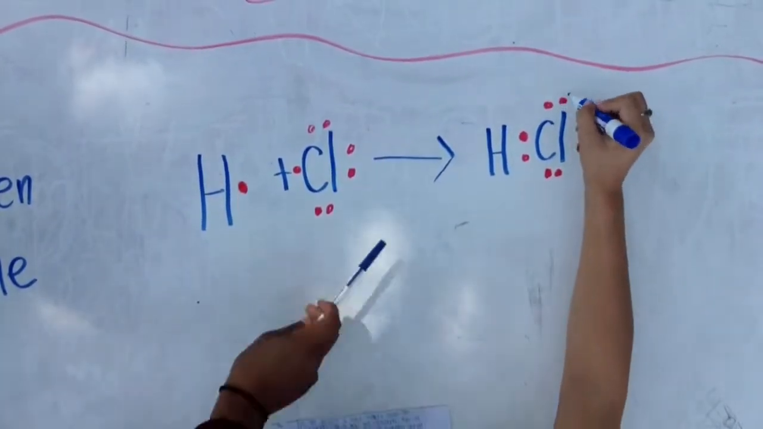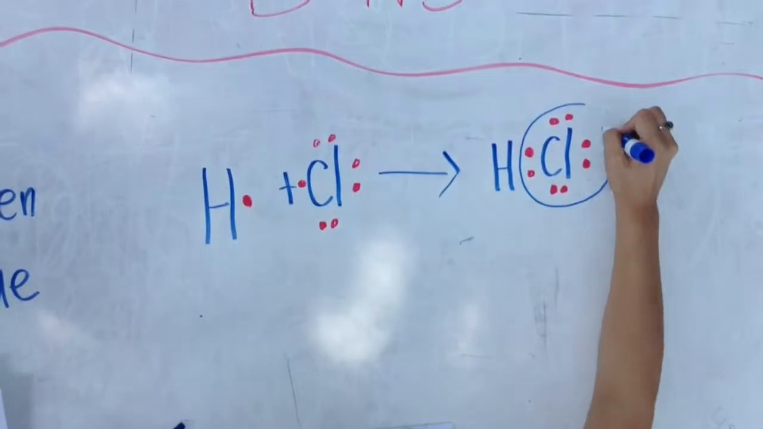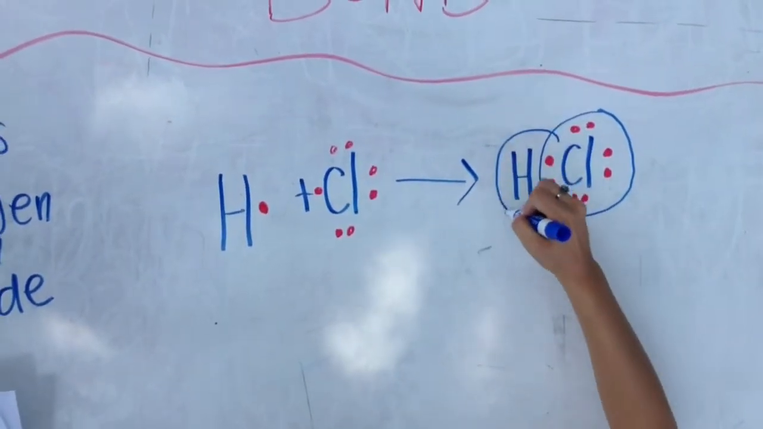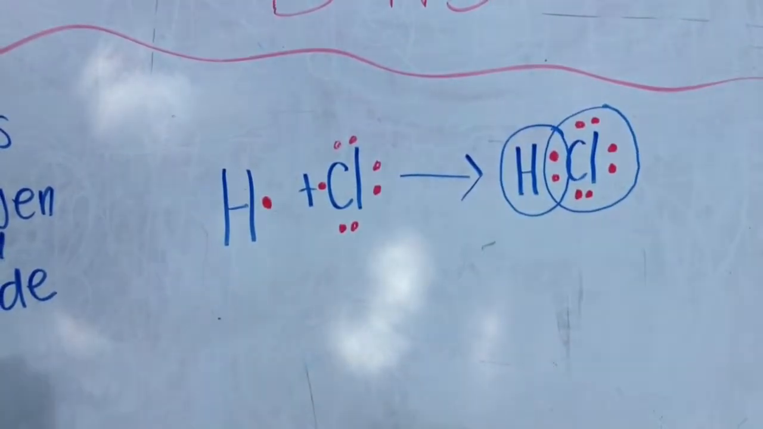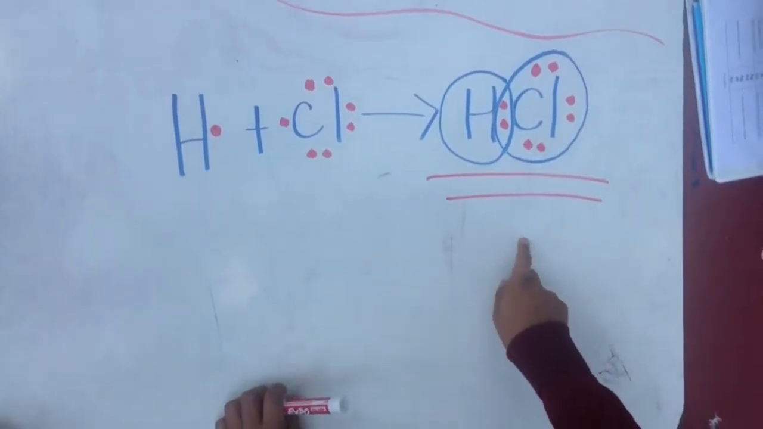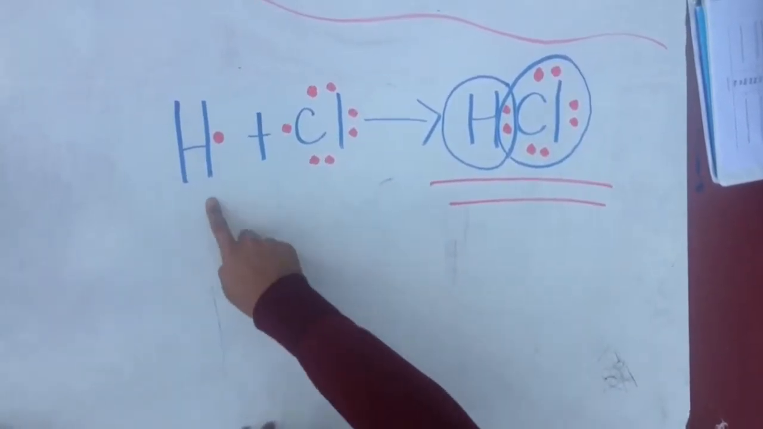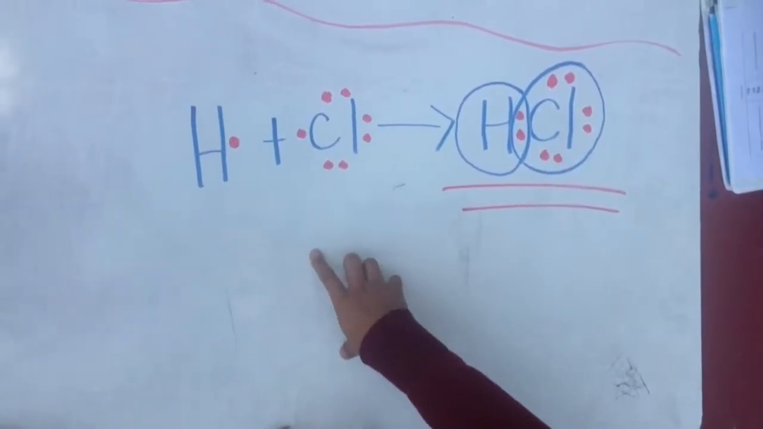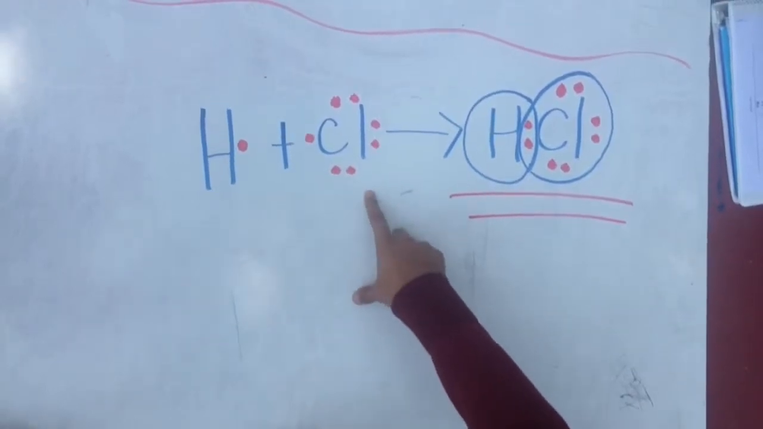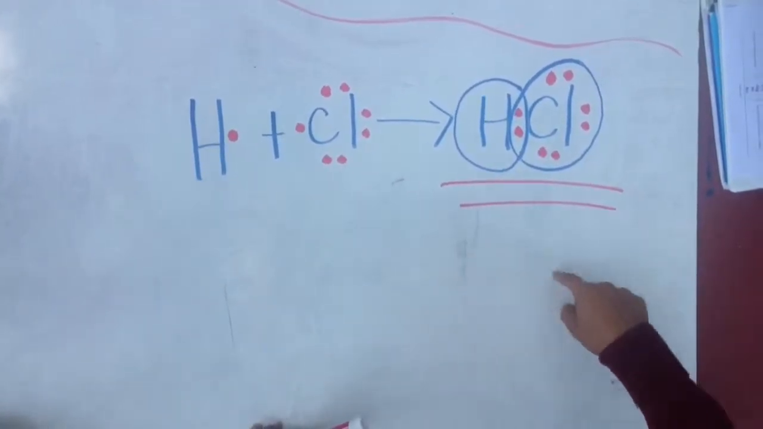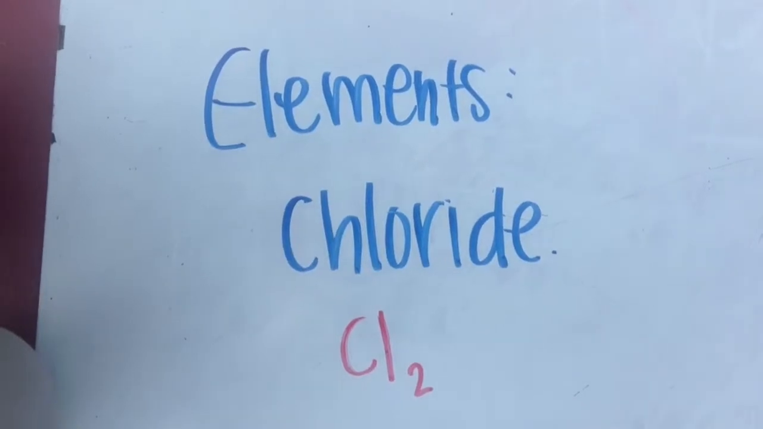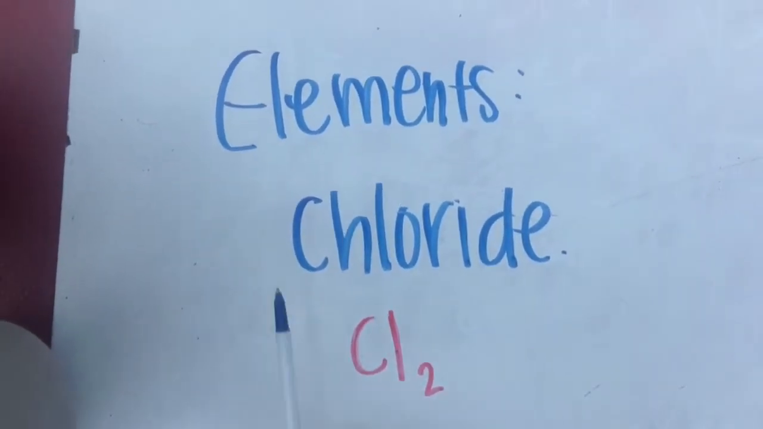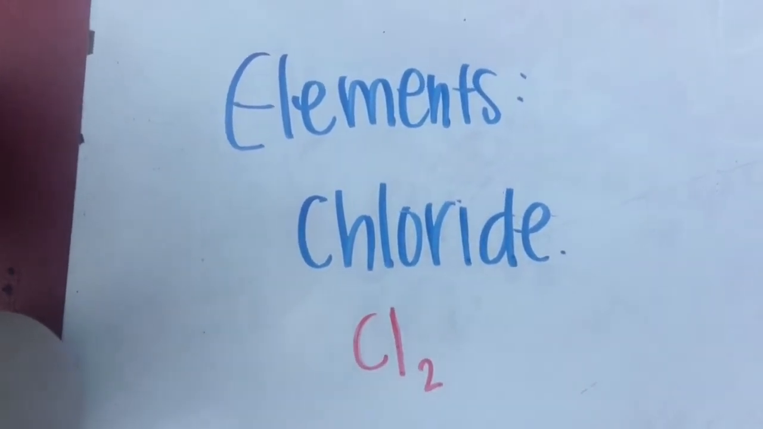She's combining hydrogen and chloride together to make one happy little equation. Right here represents a polar bond because hydrogen is giving up an electron to chloride, and they make this. For another example of a polar bond, we will be using the element chloride twice.